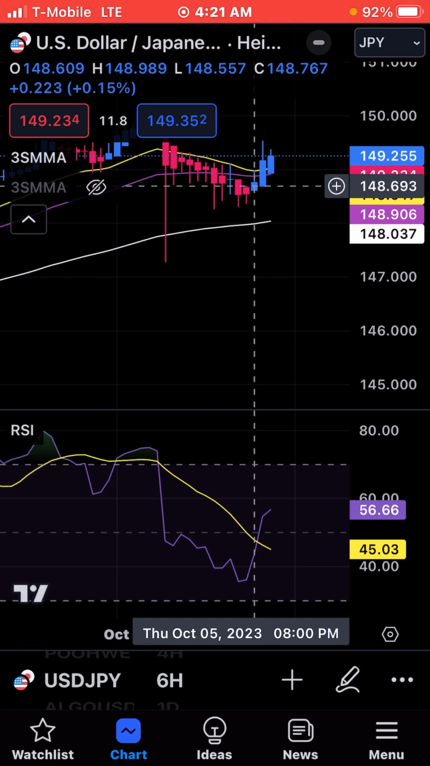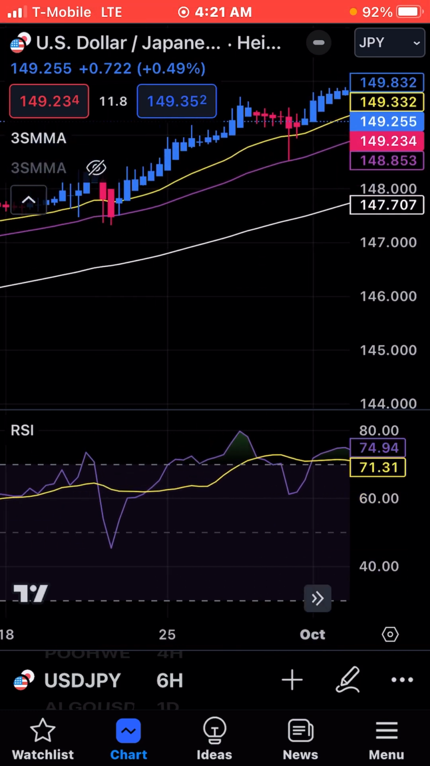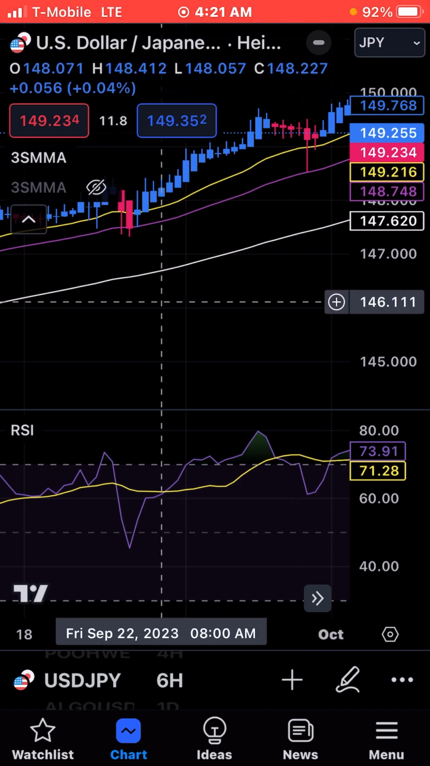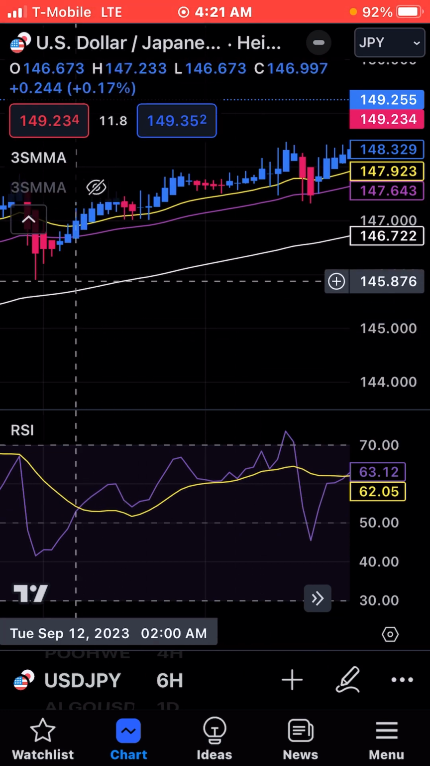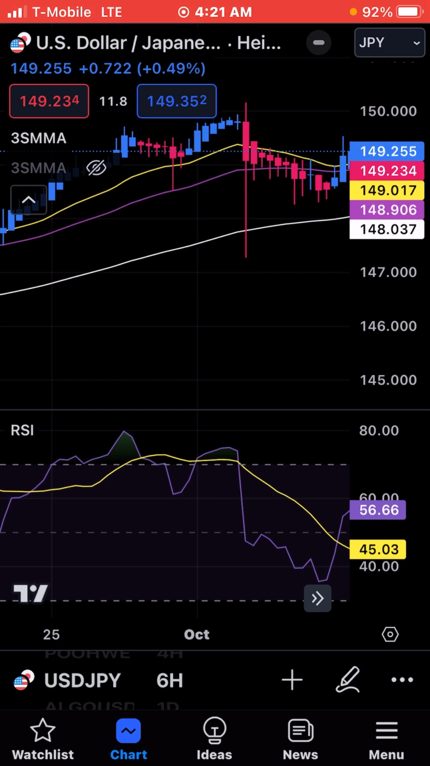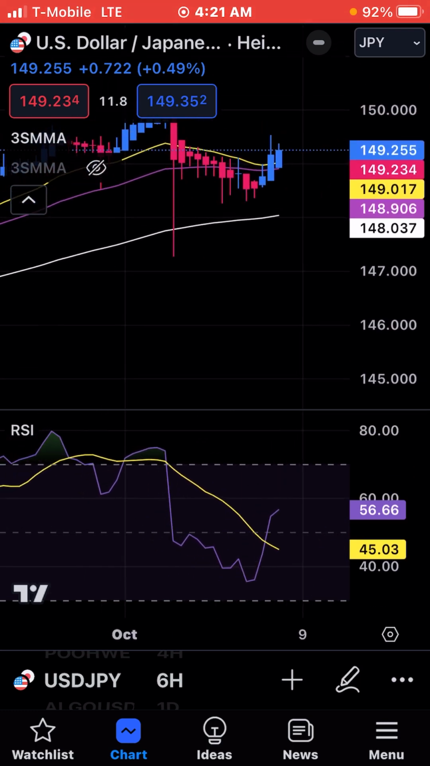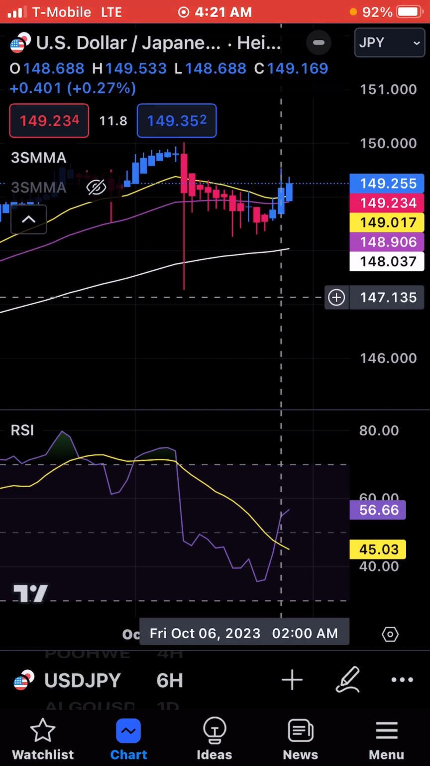So this is a trade, this is a trade, this is a trade, and this is a trade. You'll find more moves the further down you go with the time frame. And even if you did this with the 6 hour, you would still have to wait.